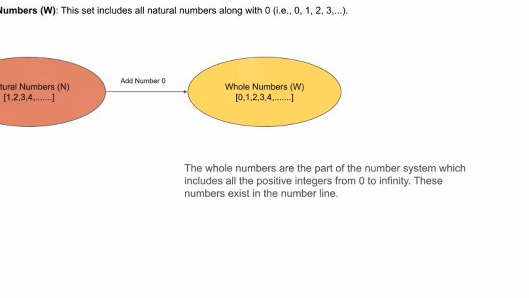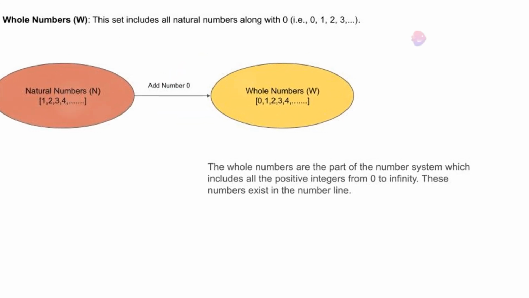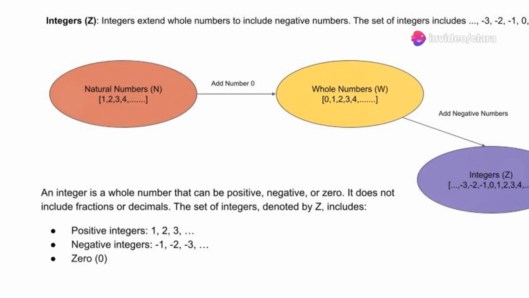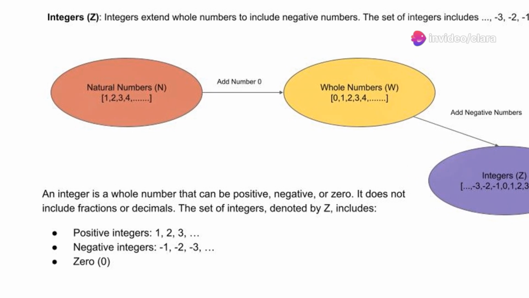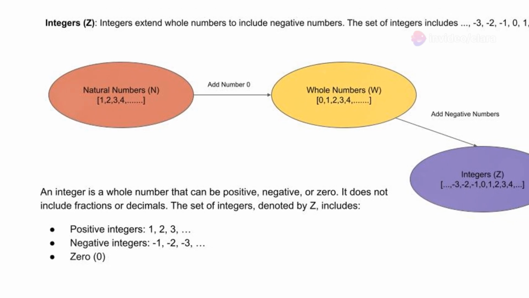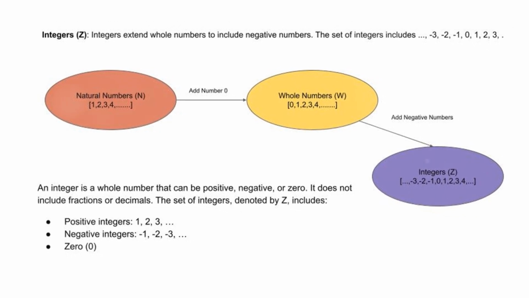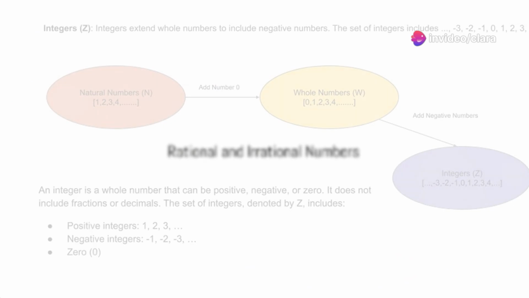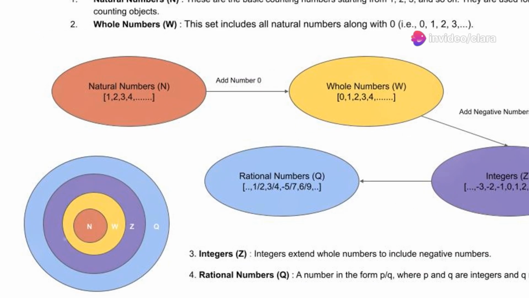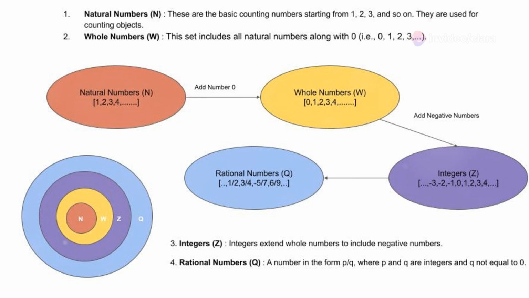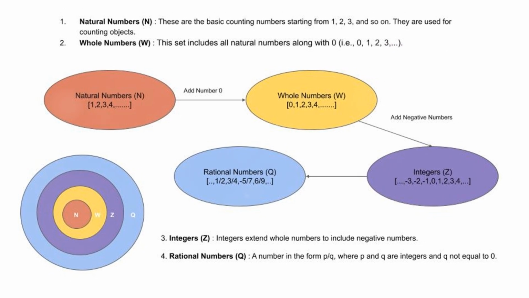Next are whole numbers. This set includes all natural numbers along with 0. Integers extend whole numbers to include negative numbers. So the set of integers includes -3, -2, -1, 0, 1, 2, 3. Moving on to rational numbers. These are numbers that can be expressed as a fraction, like 1/2, 3/4, or even -5/7.